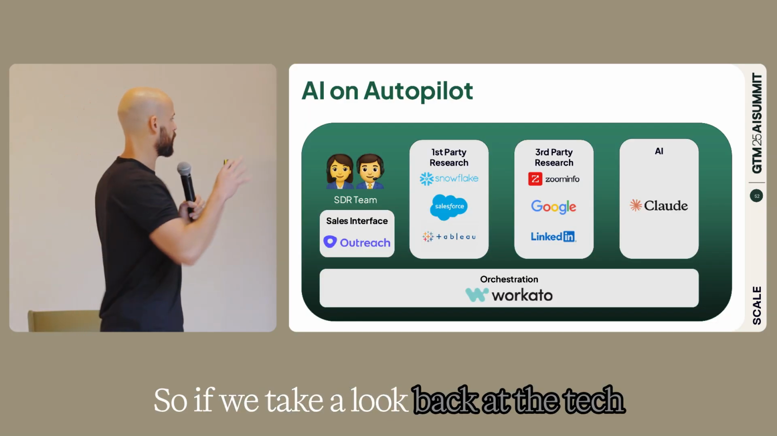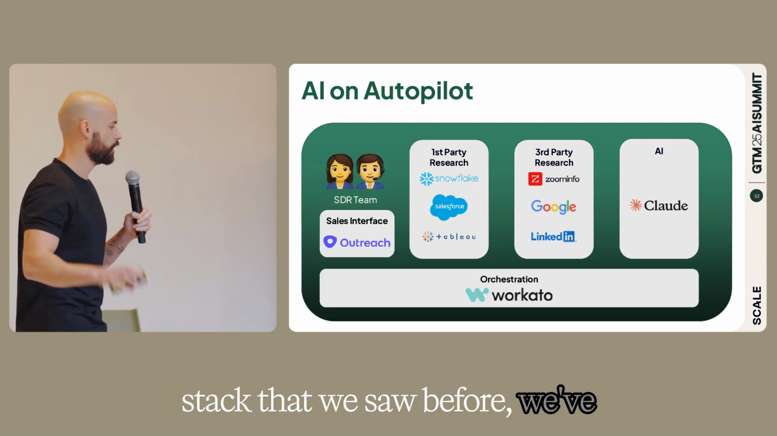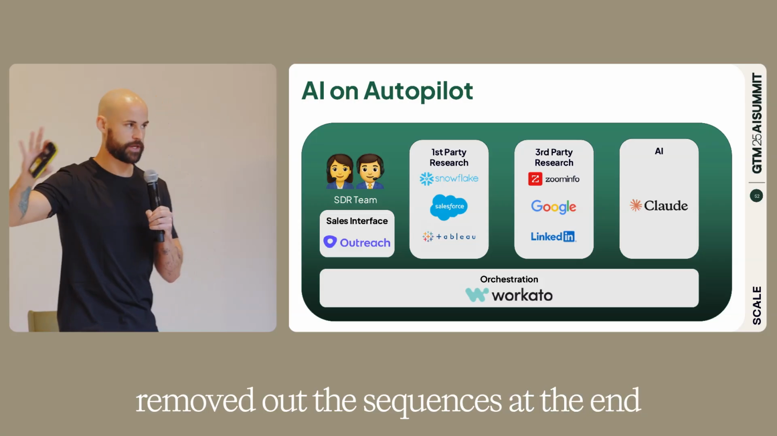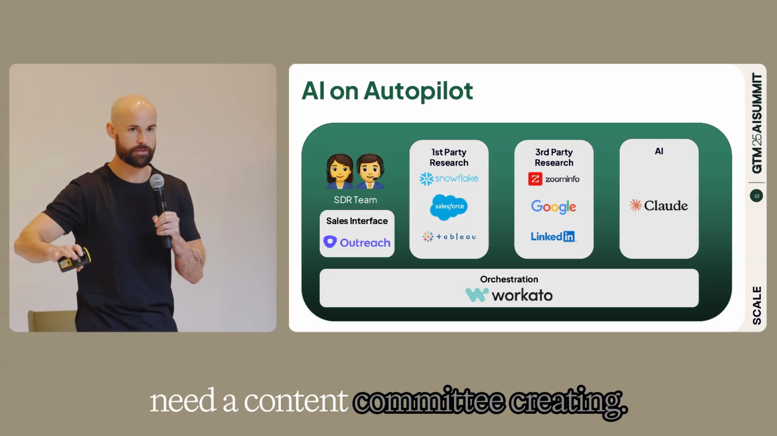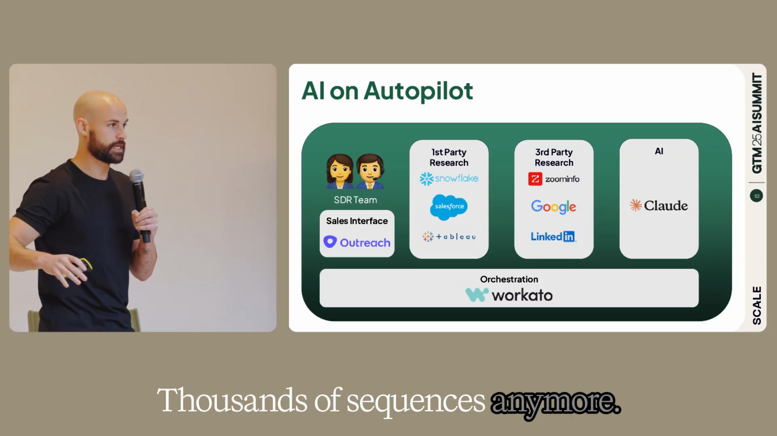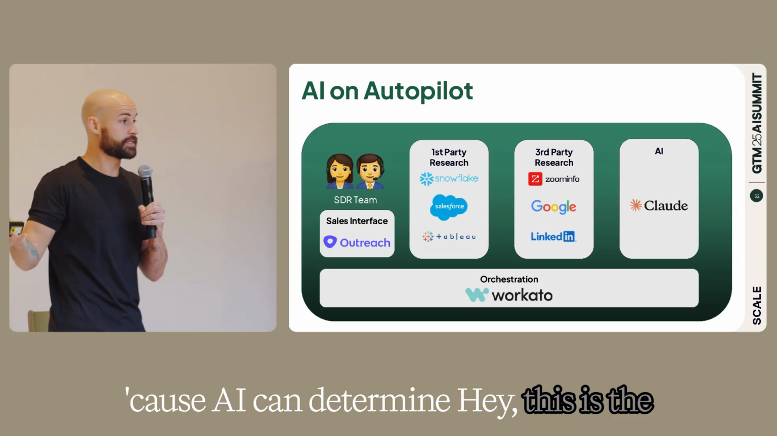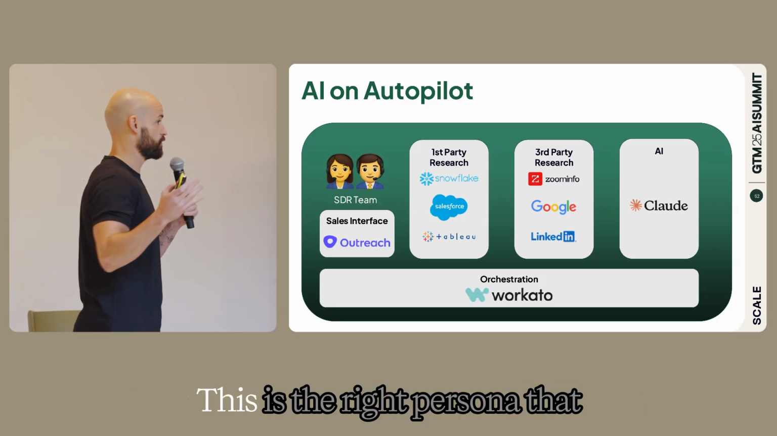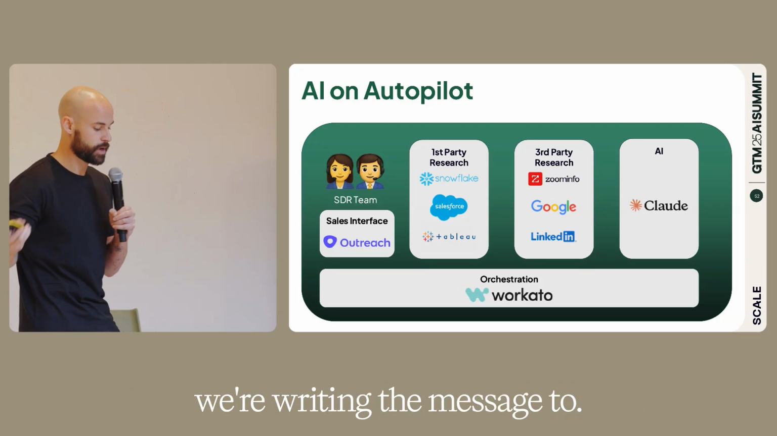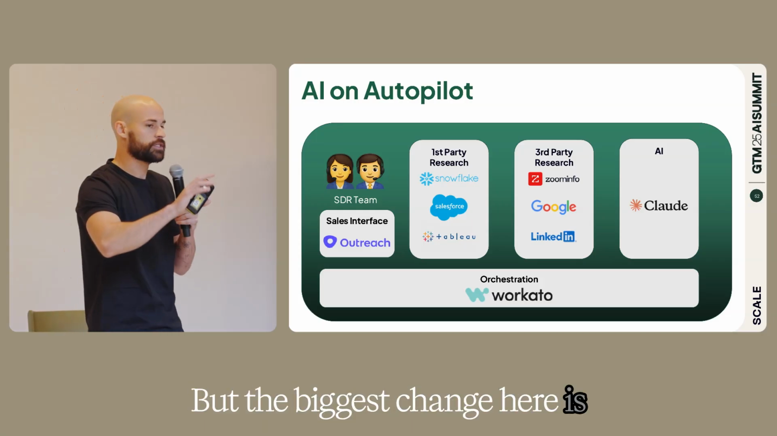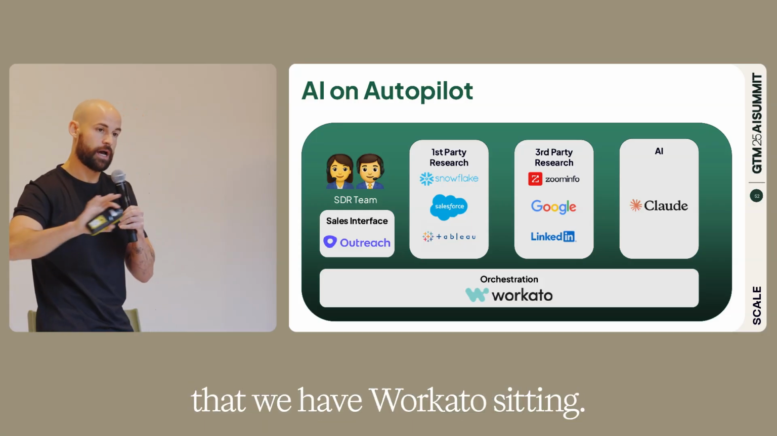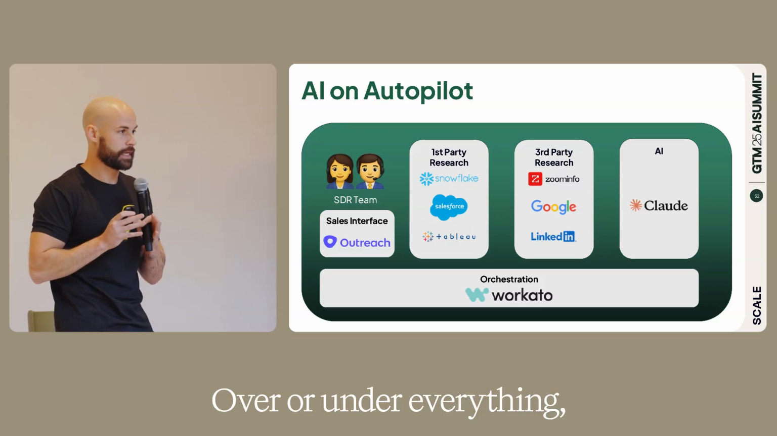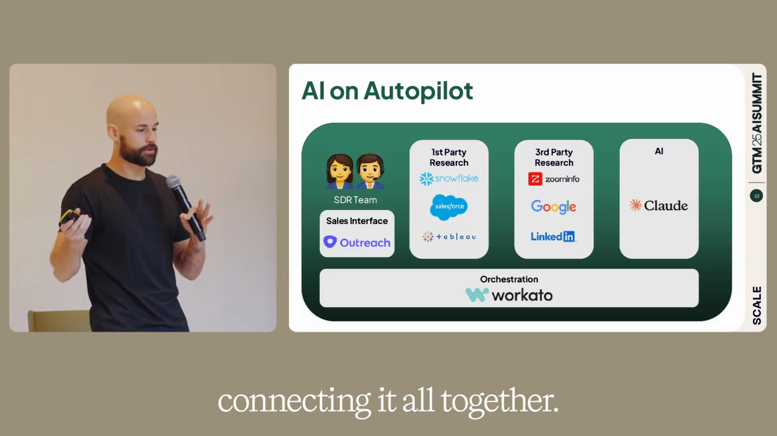So if we take a look back at the tech stack that we saw before, we've removed the sequences at the end, because all of a sudden, we don't need a content committee creating thousands of sequences anymore. AI can determine, this is the best feature that we want to talk about. This is the right persona that we're writing the message to. But the biggest change here is that we have Workato sitting over or under everything, connecting it all together.